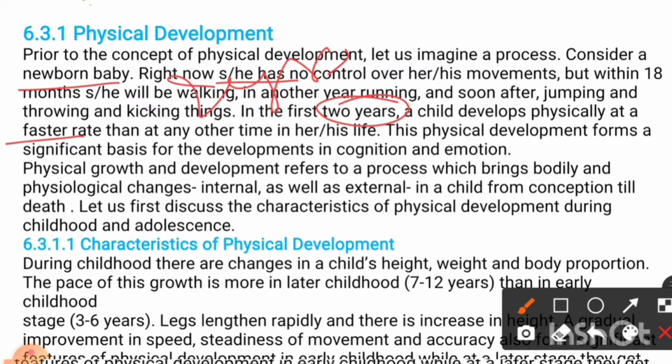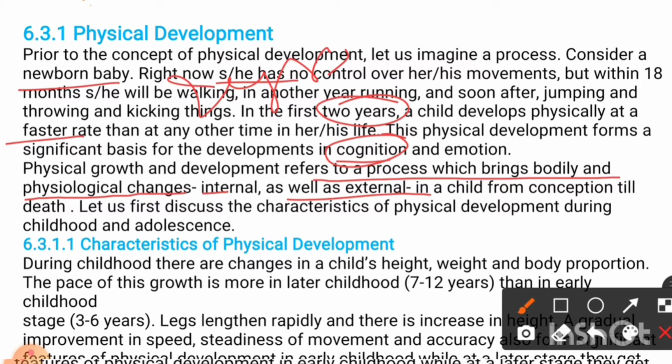This physical development forms a significant, meaning important, basis for the developments in cognition and emotion. And what is cognition over here? It is the process by which knowledge and understanding are developed in the mind. So cognition, emotions, everything develops. Physical growth and development refers to the process which brings bodily and physiological changes, internal as well as external, in a child from conception till death. Right from birth till death, many physiological changes take place in a person.